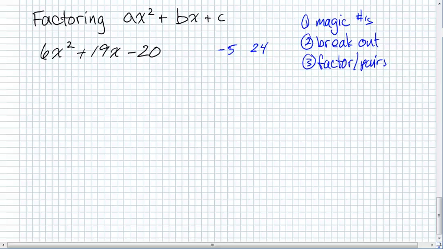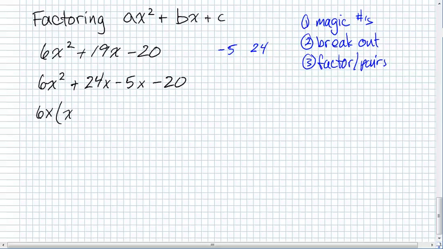Okay, so here we go. Let's first of all break out that middle term into our magic numbers. Okay, and if you're wondering if it matters which order you write them in, like should I have done negative 5x plus 24x, it doesn't matter. It all works out in the end, okay? But we did it this way here. Let's go ahead and factor by pairs. So looking at 6x squared and 24x, I see 6x is a common factor, leaving behind x plus 4.